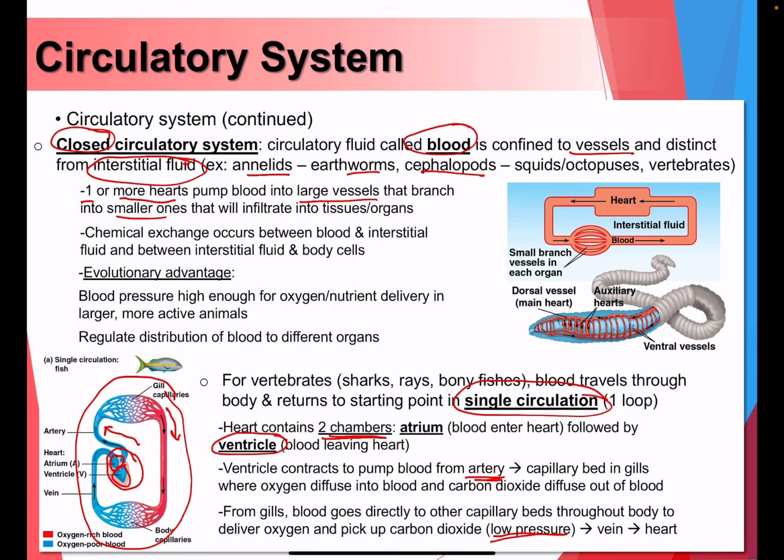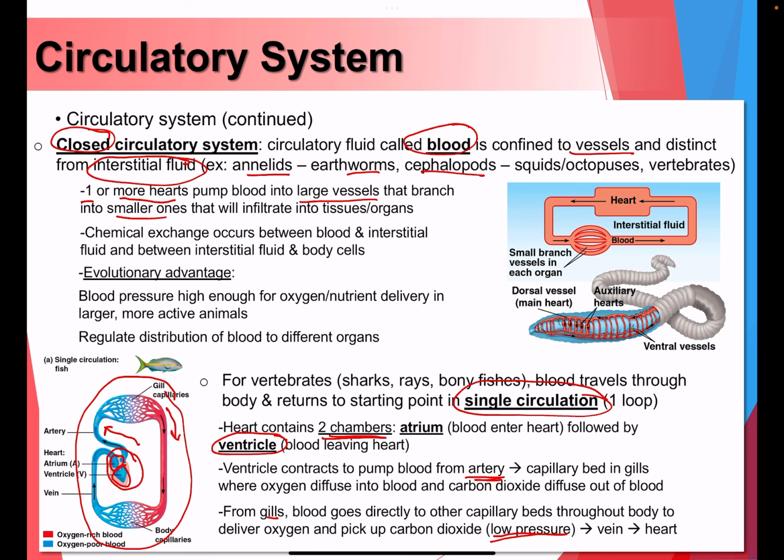Okay, so one more time: from the atrium into the artery, into the capillary beds of the gills, goes straight into another capillary bed of the body, and then goes back by veins towards the atrium of the heart. Okay, so that's a single circulation of sharks, rays, and bony fishes.